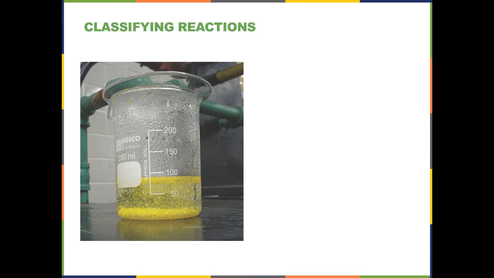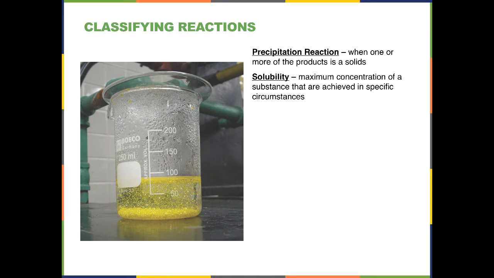Now, reactions, when they occur, can produce various types of products. And in addition to the classifications that we've talked about before, including single replacement, double replacement, decomposition, composition, and oxidation reduction, you can also talk about the precipitation reaction. The precipitation reaction is when one or more products becomes a solid.